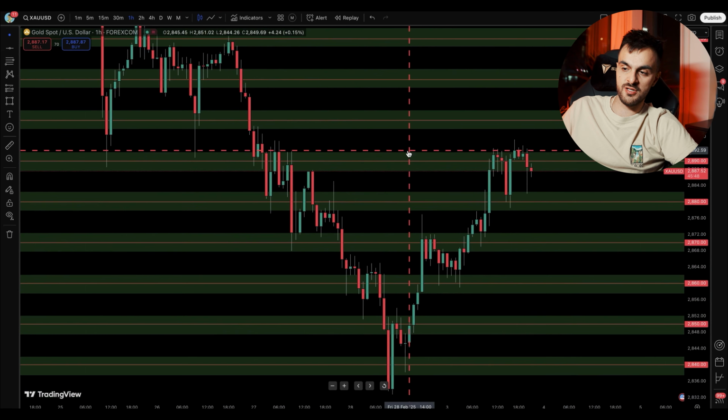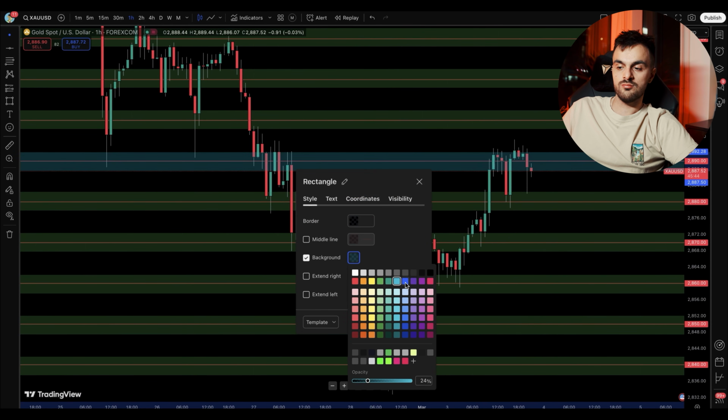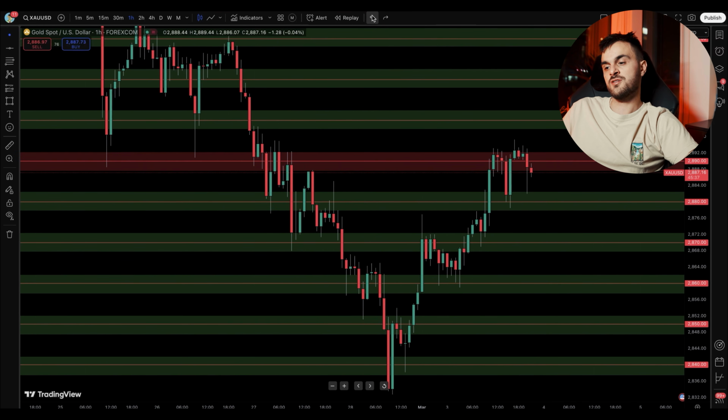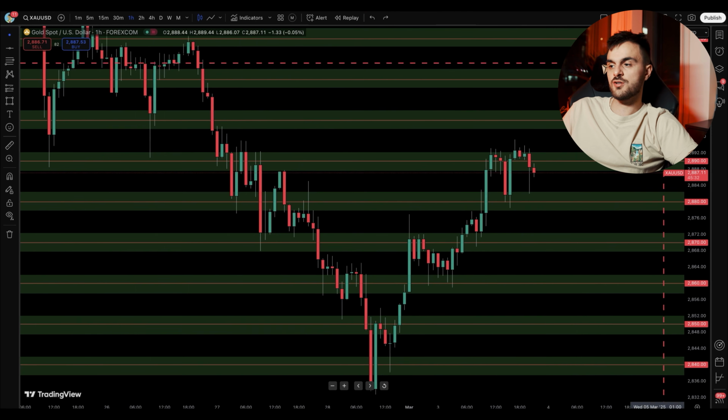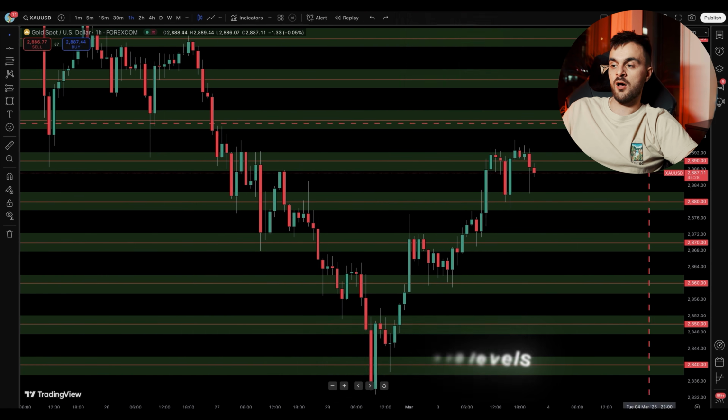Guys, you can change the colors to anything you want on style, like blue, red. You can make the zones any color to your preference. Right now I'm using green. I might change them up. Sometimes I like to change the colors up, but right now I'm just using these green zones. So that is how we draw the $10 levels on gold.